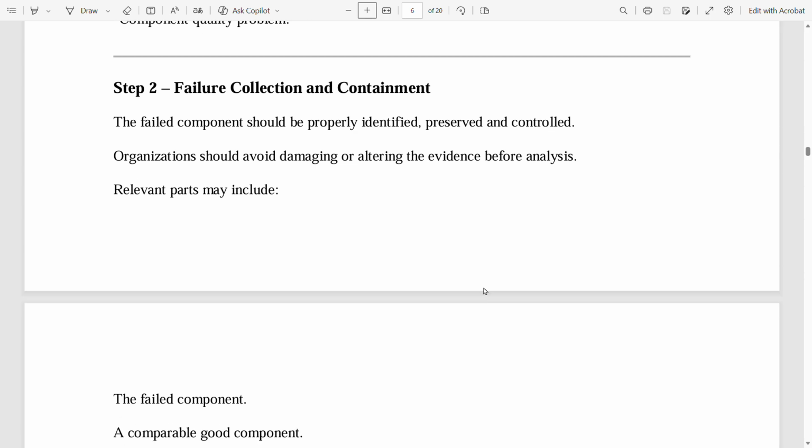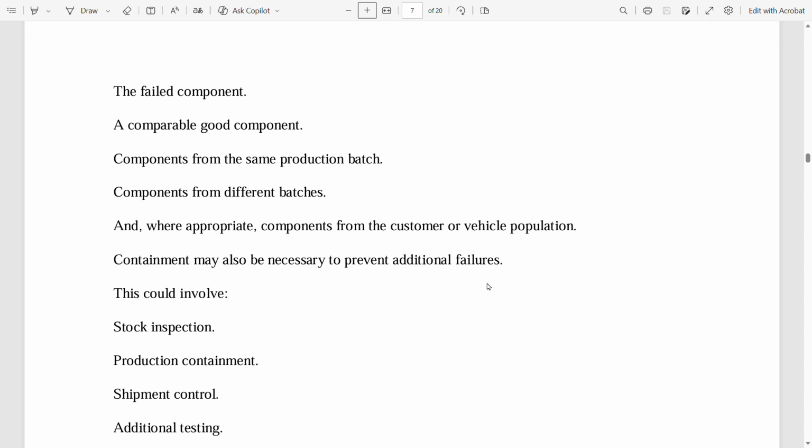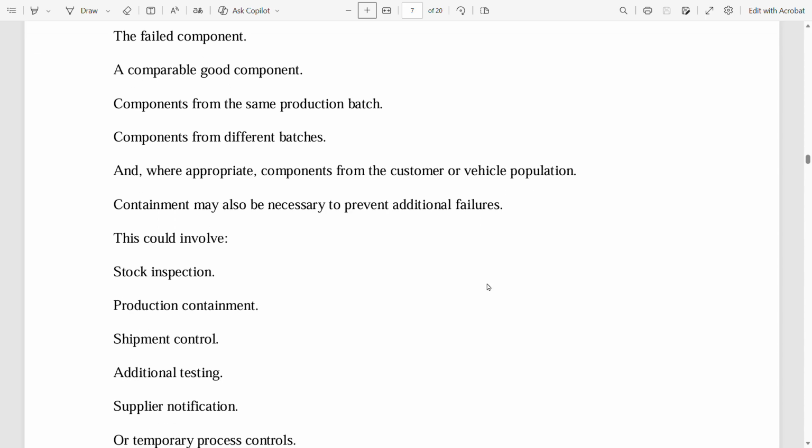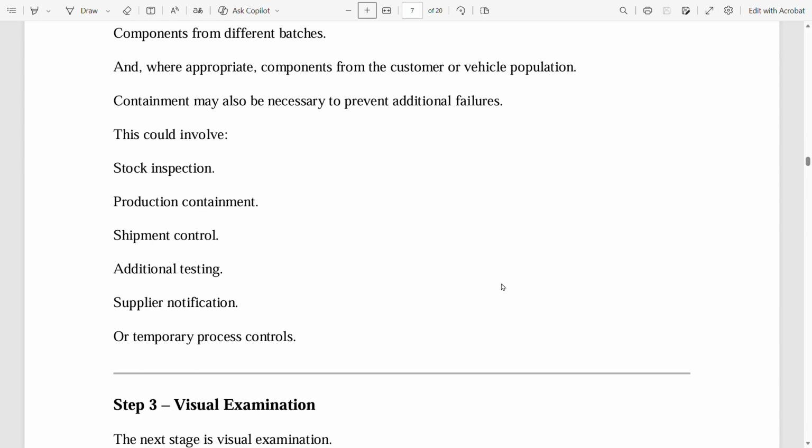Now step 2. Failure collection and containment. The failed component should be properly identified, preserved, and controlled. Organizations should avoid altering the evidence before analysis. Relevant parts may include the failed component, a comparable good component, components from the same production batch, components from different batches, and where appropriate, components from the customer or vehicle population. Containment may also be necessary to prevent additional failures. This could involve stock inspection, production containment, shipment control, additional testing, supplier notification, or temporary process controls.